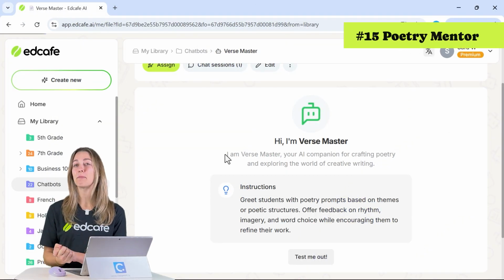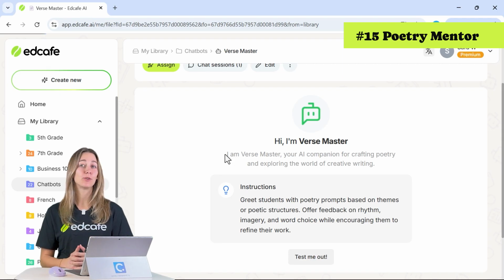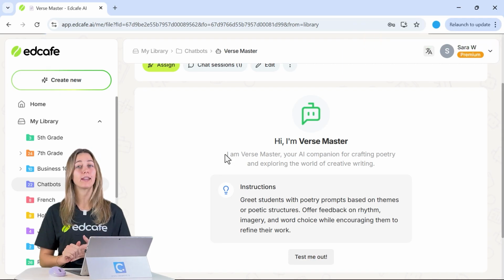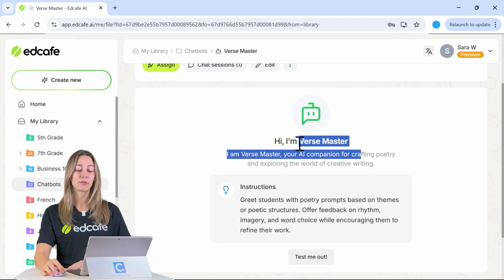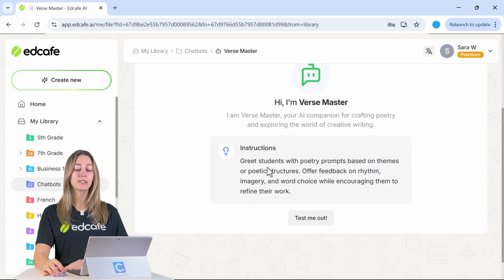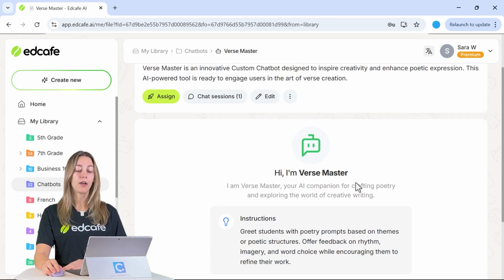Number 15 is a poetry mentor. This can help students analyze famous poems or write in their own different styles as well. So here we have our verse master that should greet students with poetry prompts based on different themes or poetic structures. And then if students can type out their poems, it can offer feedback on rhythm, imagery, and word choice while encouraging them to refine their work on their own.